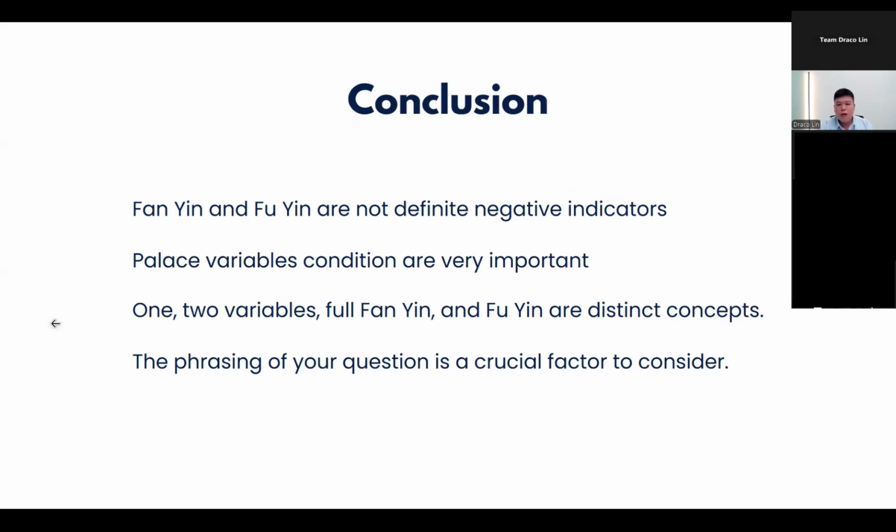If it's one or two variables or full Fu Yin and Fan Yin, they are all distinct concepts. They're different things. I could be one Fu Yin, I could be one Fan Yin. There are two different concepts, two different problems. One is a Fan Yin problem, one is a Fu Yin problem, and the Fu Yin problem must link into your doors, stars, stems, and deities. They're all different things, right? Three things only, no deities. So the doors, the stars, and the stems, they're all different. That's why I call them distinct concepts.